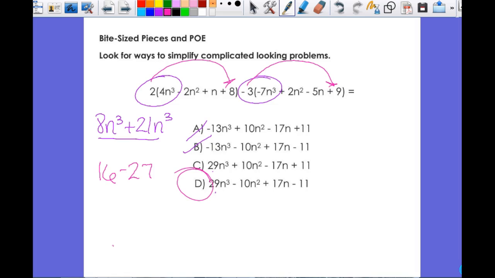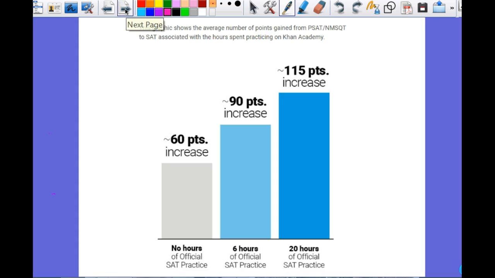The next thing I'm going to show you, Mr. Richardson shared with me yesterday. I know you can't read the sentence at the top, but it says this graphic shows the average number of points gained from the PSAT to the SAT, or for some of you from the PSAT last year to the PSAT this year, with the hours spent practicing on Khan Academy. This is a graph from the College Board website because they are partnered with Khan Academy, because Khan Academy isn't just some random online thing.